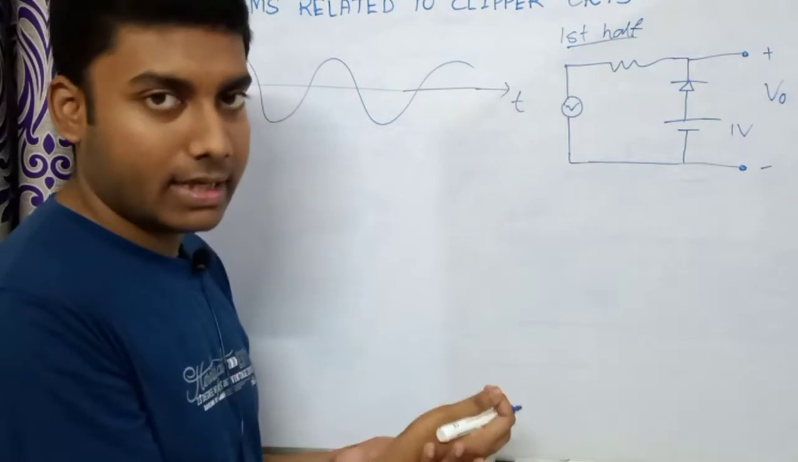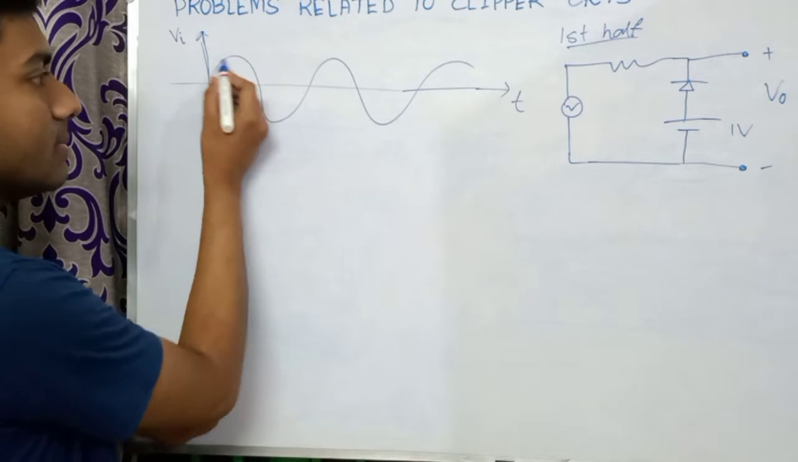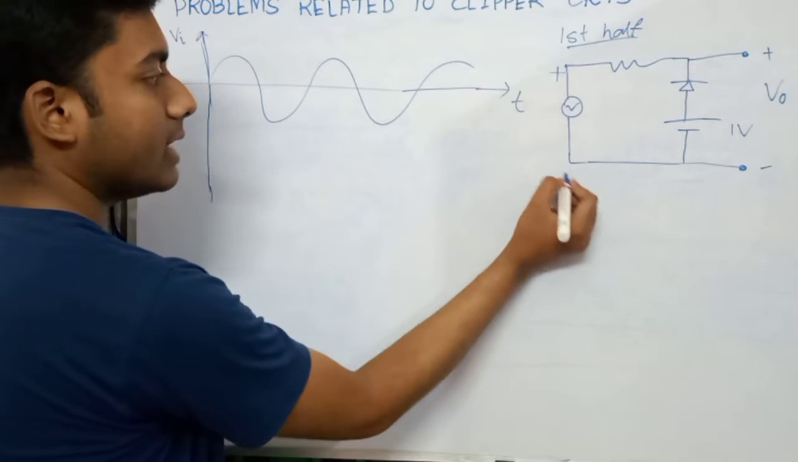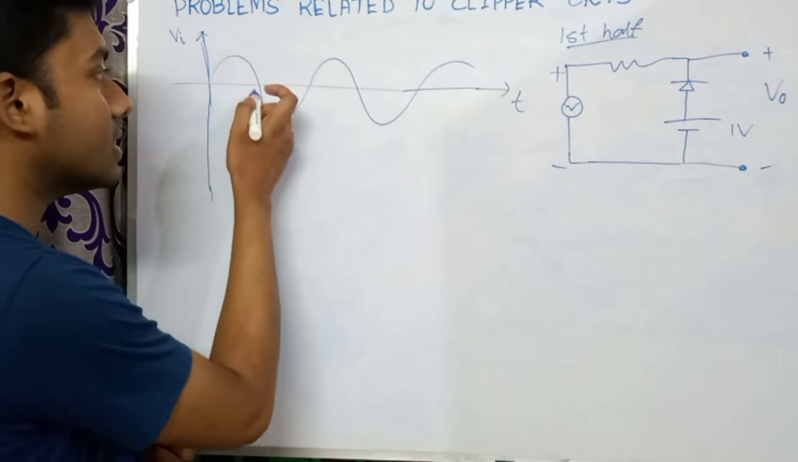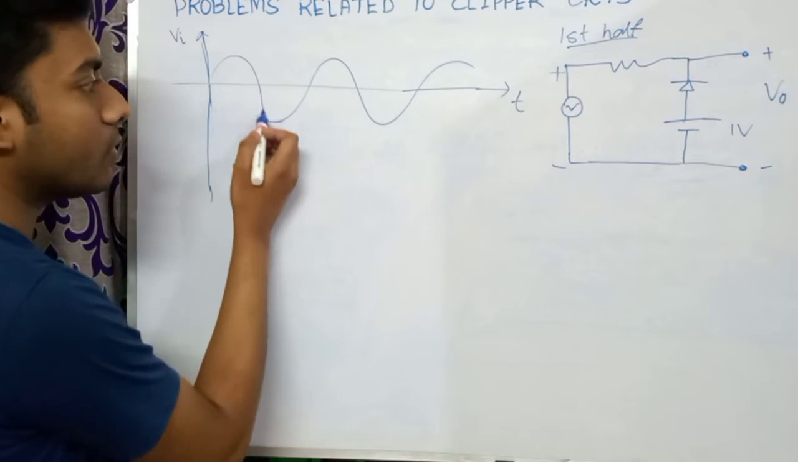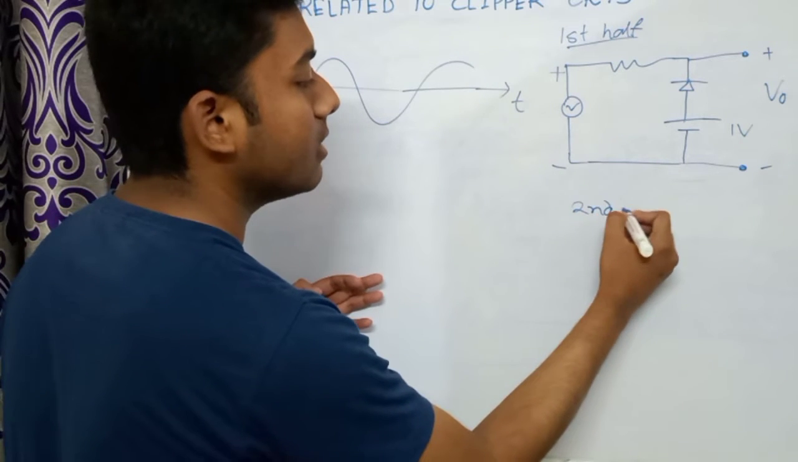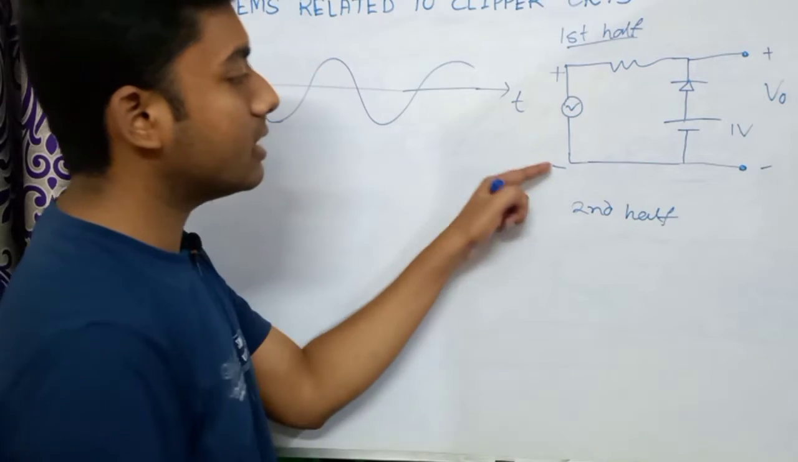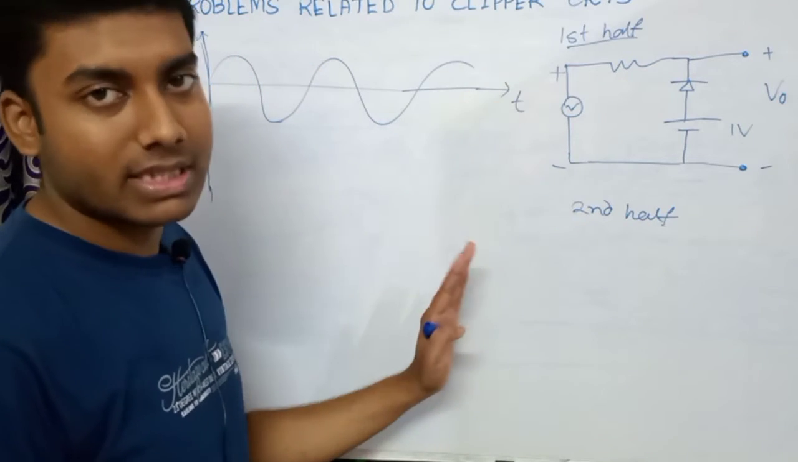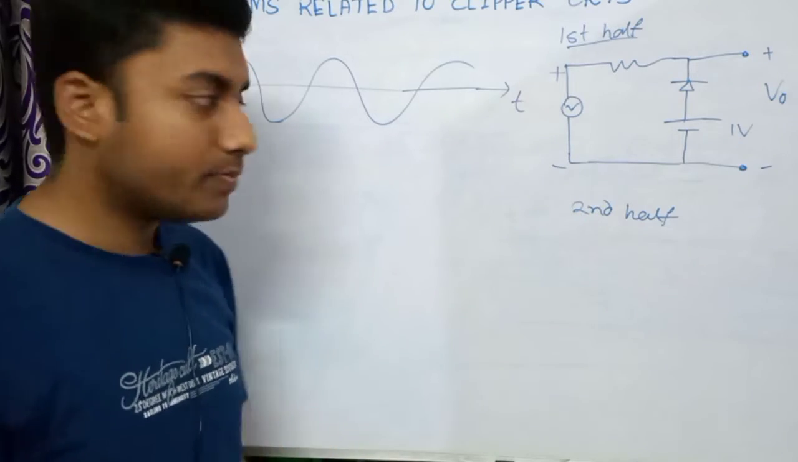In the first half cycle, you can see that this is positive and this is negative. And in the second half cycle, the given input voltage is negative. So when we consider the second half cycle, the polarity will just be changed. Now considering the first half cycle.